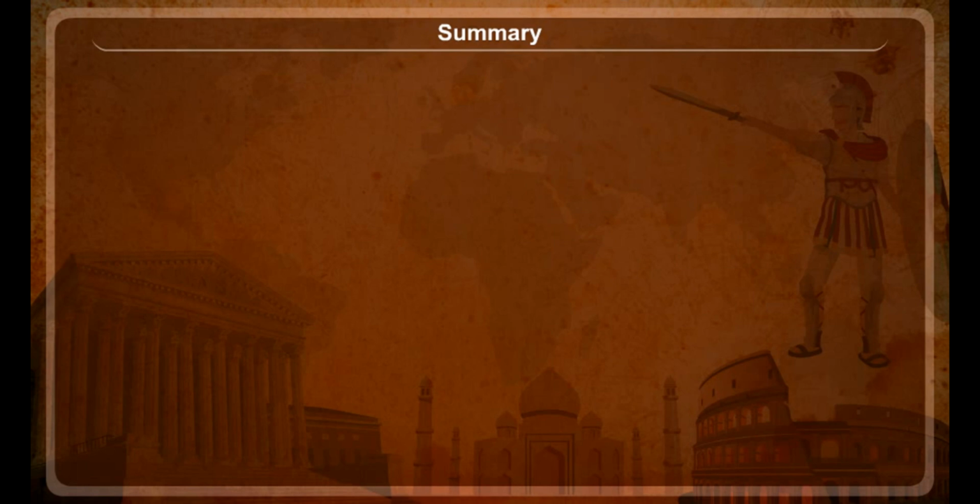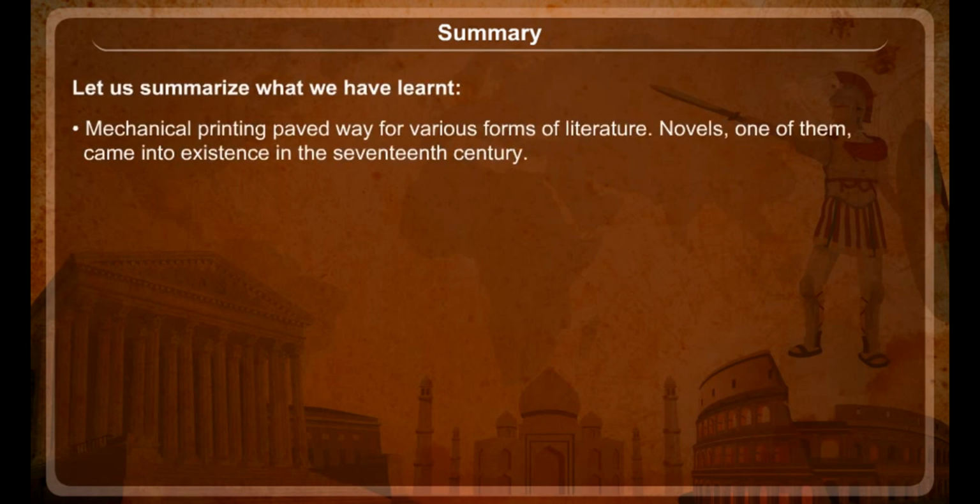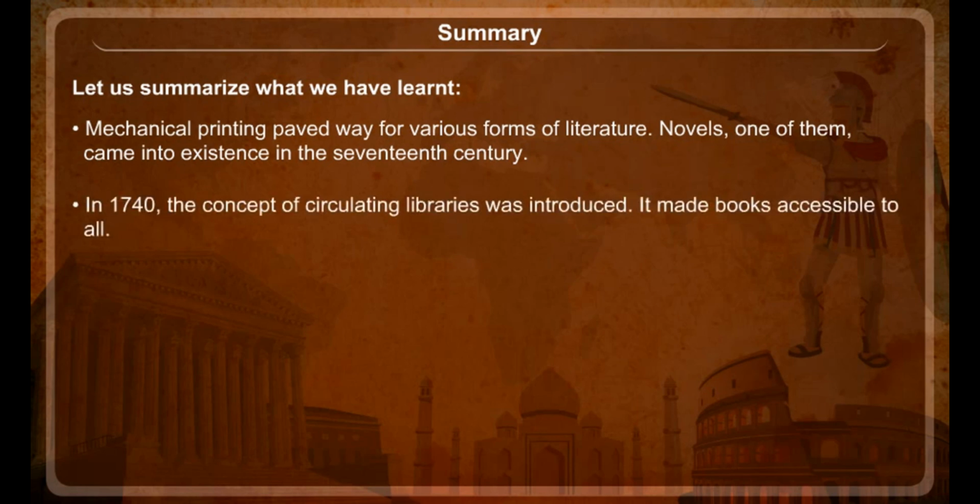Summary. Let us summarize what we have learned. Mechanical printing paved way for various forms of literature. Novels, one of them, came into existence in the 17th century. In 1740, the concept of circulating libraries was introduced. It made books accessible to all.